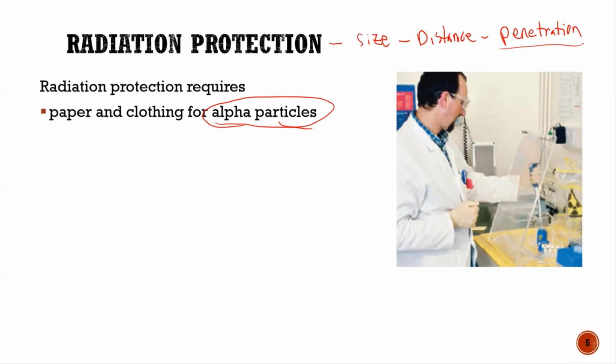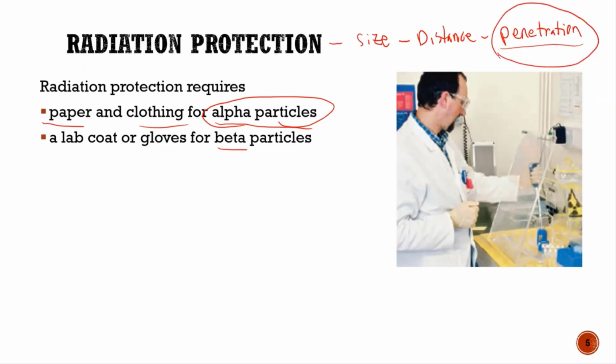Because it's so big, we can use a lot of things that are simple to protect us. A piece of paper will protect you from an alpha particle. Your basic clothing that you wear will protect you. Now, when you have smaller particles, like beta and positron particles, which are the size of an electron, they're a little bit smaller. And as they're smaller, they're going to travel faster and farther, and they're going to be able to penetrate your body more. So you need to have a little more protection.